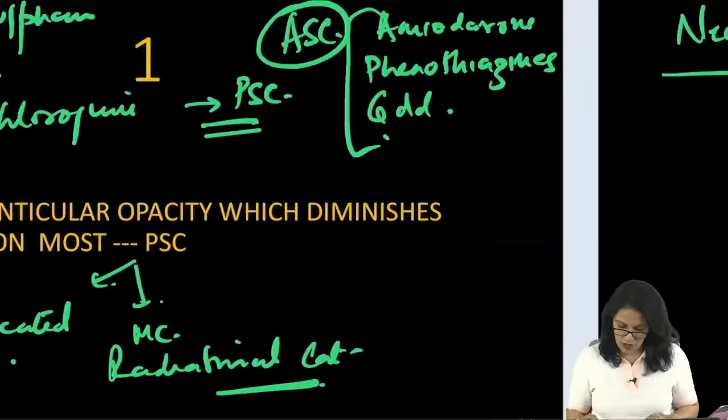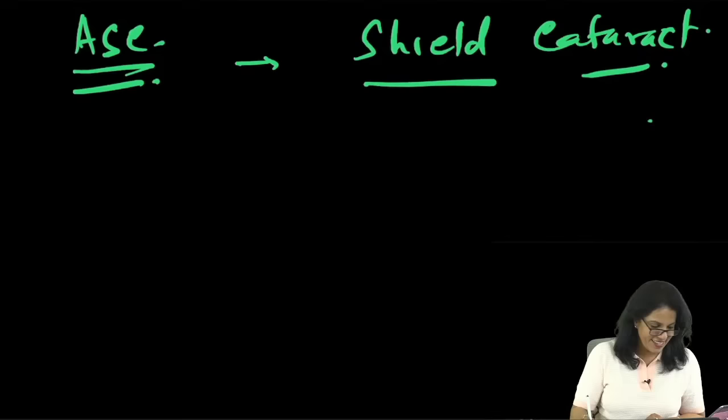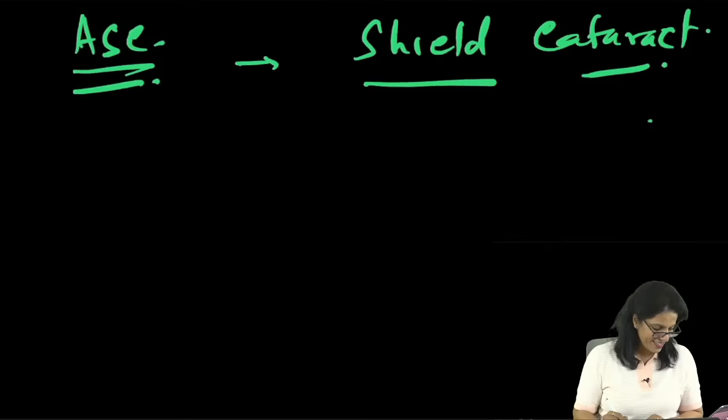So let me ask you all, only listening won't help, right? Okay, what else have you learnt about ASC? Where else have you learnt about anterior subcapsular shield cataract? All of you answer me, where do you get shield cataract? Quickly tell me. Where do we get shield cataract? Come on, quickly. I'm waiting for the answer, shield cataract. And there is another you are going to also learn about. Yes, very good, Chandni. It is atopic dermatitis.